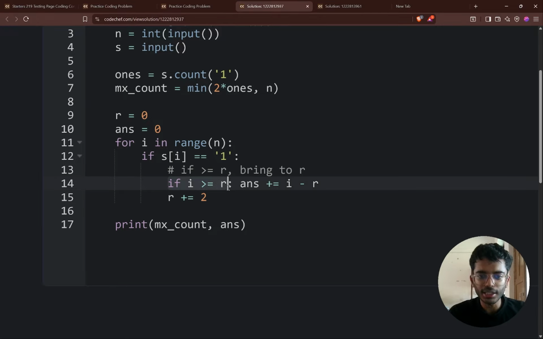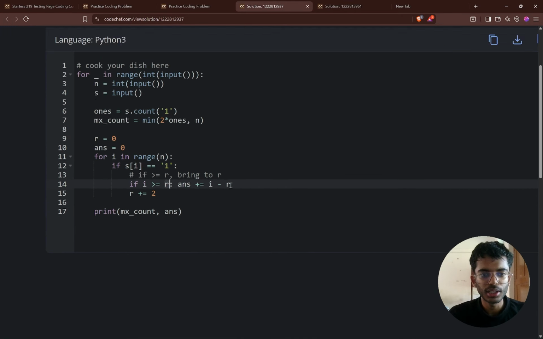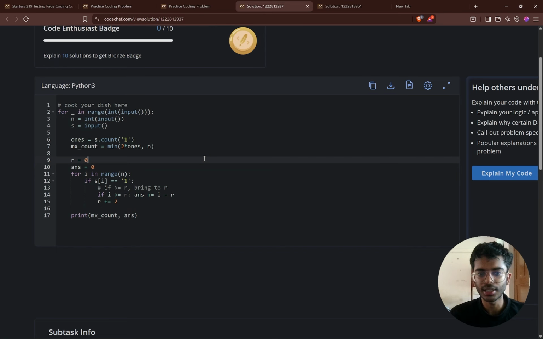Now if i is greater than or equal to r, we'll increase the answer by i minus r, because this 1 needs to be brought to that place at r, right? And that's pretty much the whole solution. The time complexity is O(n).